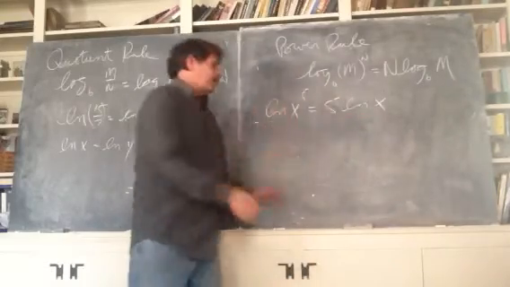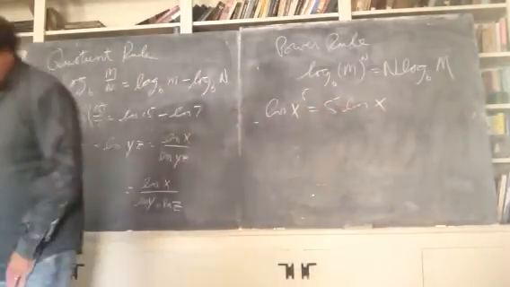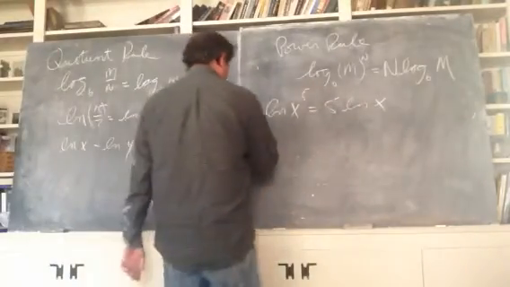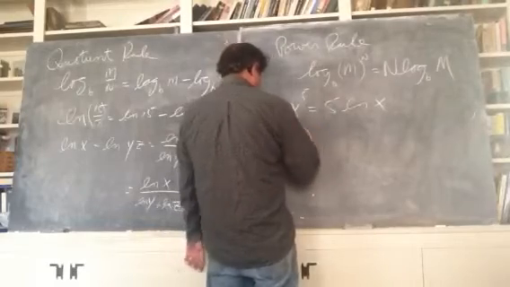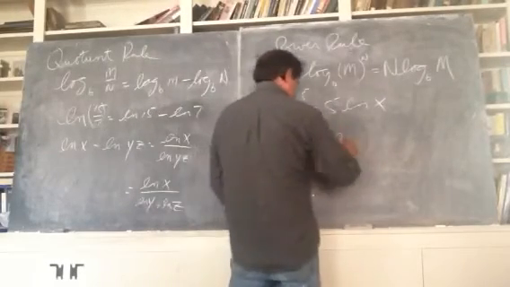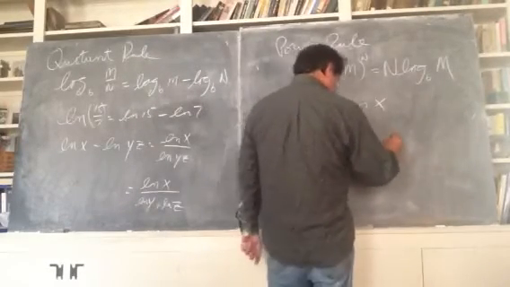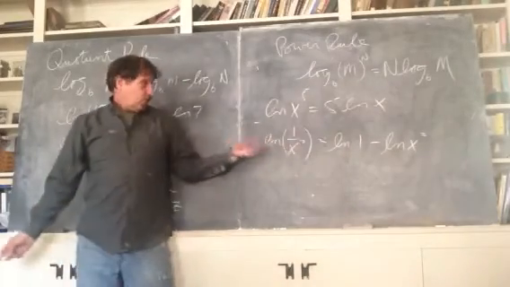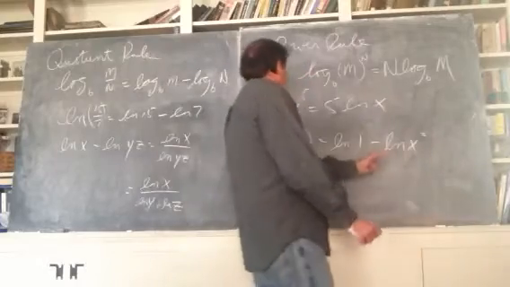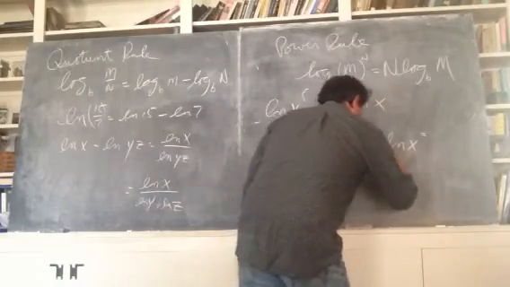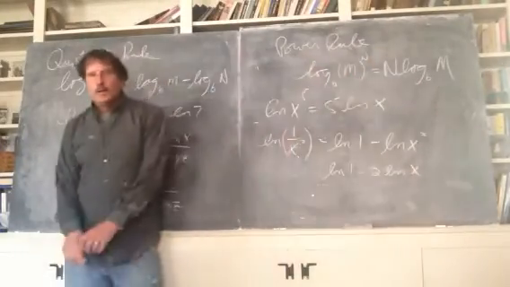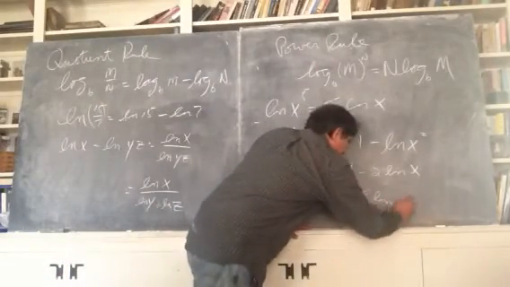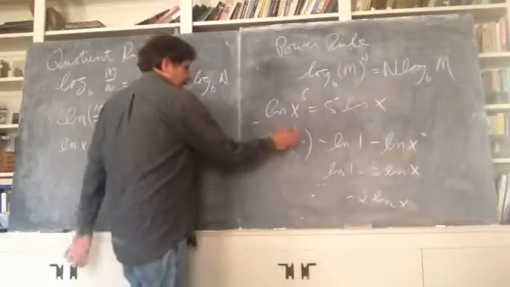And believe me, it's a lot easier to work with that. And that's why ln of 1 over x squared is ln 1 minus ln x squared. That's the quotient rule. But then use the power rule: ln 1 minus 2 ln x. ln 1 is 0. Believe me, that's a lot easier to work with than this.